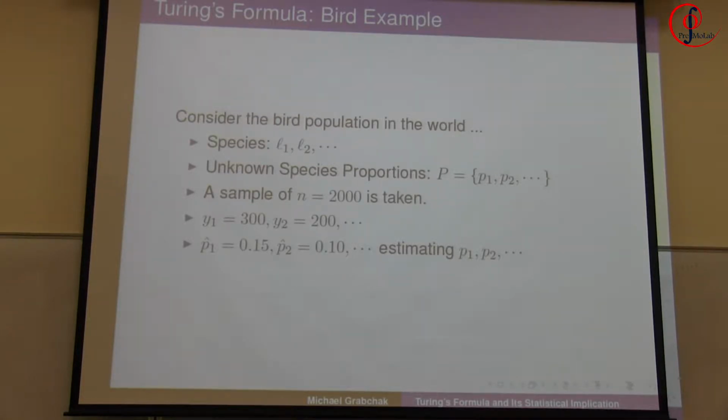And we observe, okay, 300 of them are of species 1, 200 of species 2, and so forth. And the corresponding proportions, maybe p1 hat is 0.15, p2 hat is 0.10, and so forth. These are estimates of p1, p2, etc. One way to interpret these p hats, of course, is if we ask, well, what's the probability the next bird is of type 1? Well, roughly it should be about 0.15.